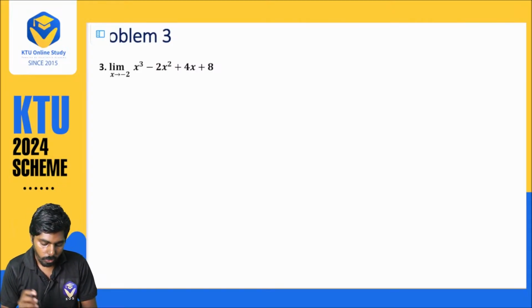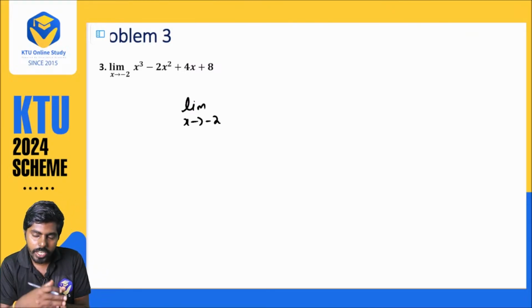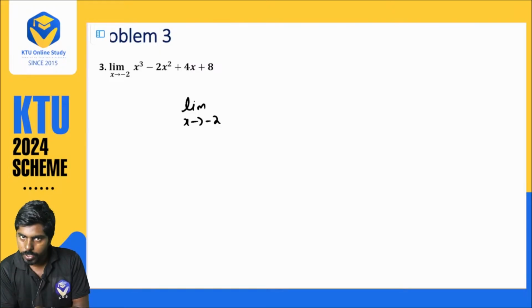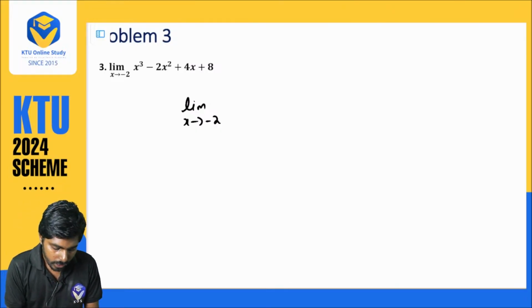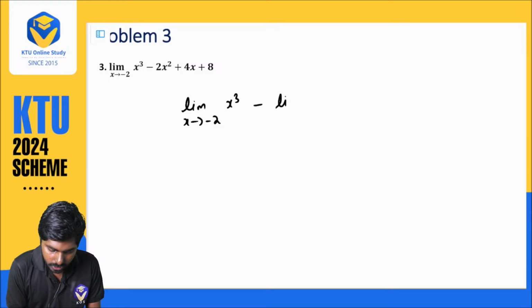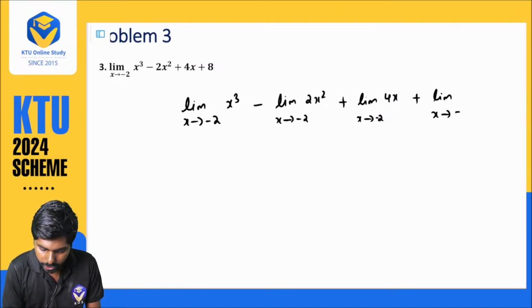So problem number 3, what is the thing here? Limit x approaches minus 2. We can split it, or you can directly apply. Even if you apply directly, no problem. It will attract the examiner when you write in the split way, but you should be very careful about the symbols. That is, limit x approaches minus 2 of x cube, minus limit x approaches minus 2 of 2x square, plus limit x approaches minus 2 of 4x, plus limit x approaches minus 2 of 8.